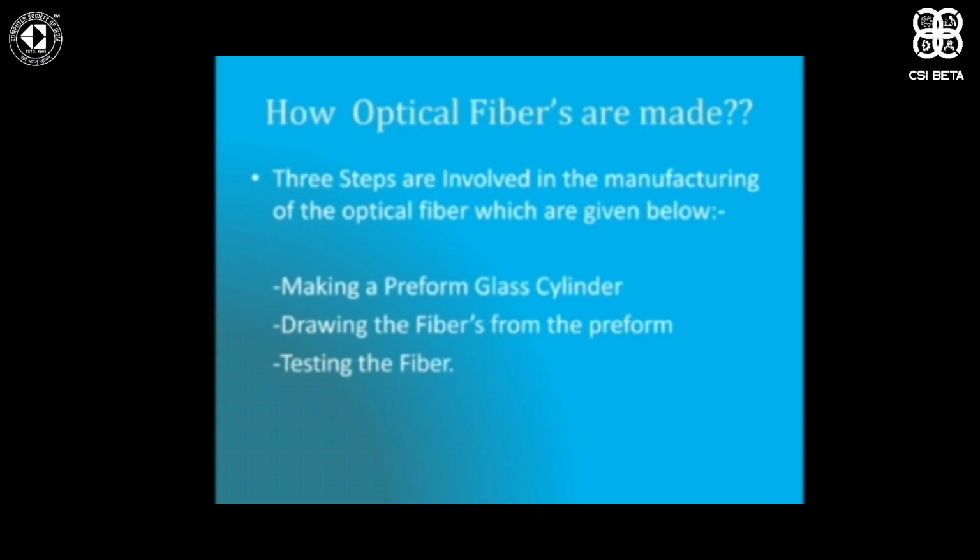How optical fibers are made? Three steps are involved in the manufacturing of the optical fiber, which are given below: making a preform glass cylinder, drawing the fibers from the preform, and last, testing the fiber.